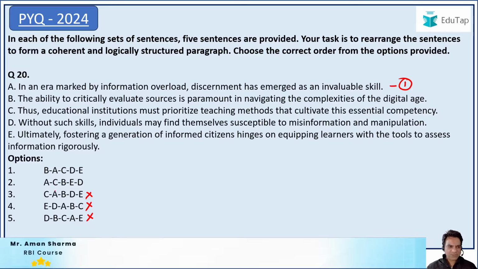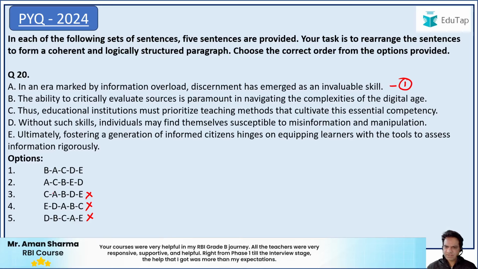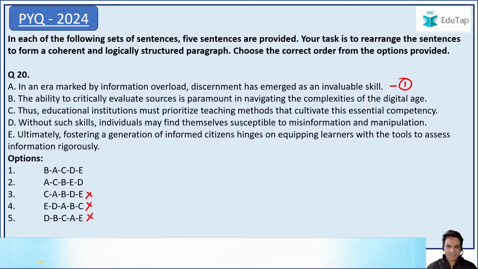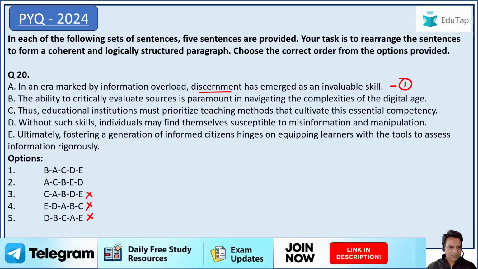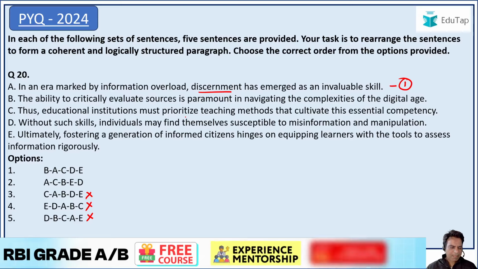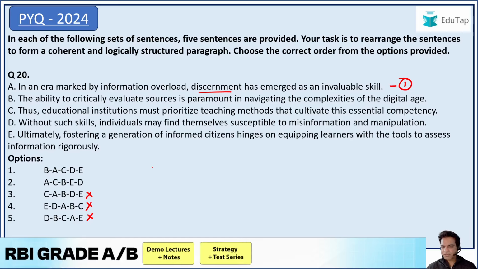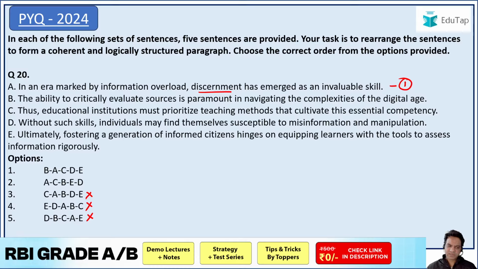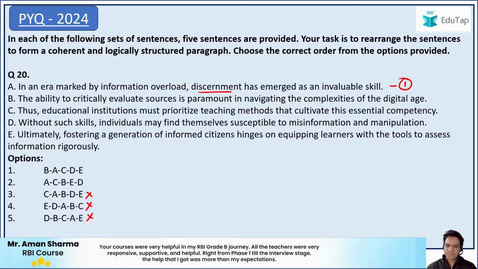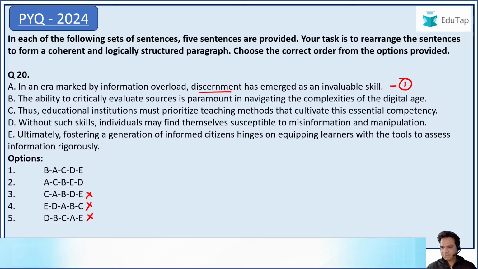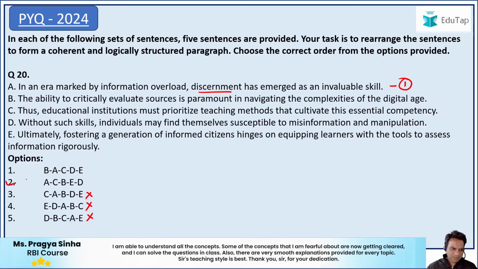A, after that C. Thus, educational institutions must prioritize teaching methods that cultivate this essential competency. Yes, they are talking about the skill, discernment, right? So again, second, C talks about it. Then B, the ability to critically evaluate sources is paramount in navigating the complexities of digital age. Yes. Then it should be E. Ultimately, fostering a generation of informed citizens hinges on equipping learners with the tools to assess information rigorously. Yes. And then last, D, without such skills, individuals may find themselves susceptible to misinformation and manipulation. Absolutely. So option B is your correct answer, guys.